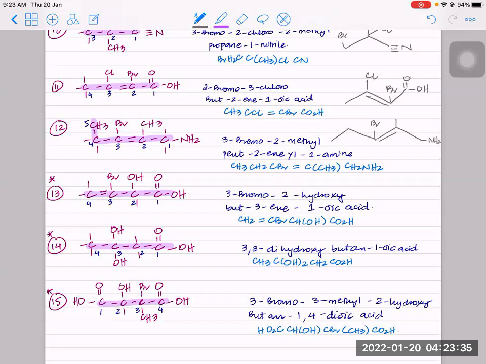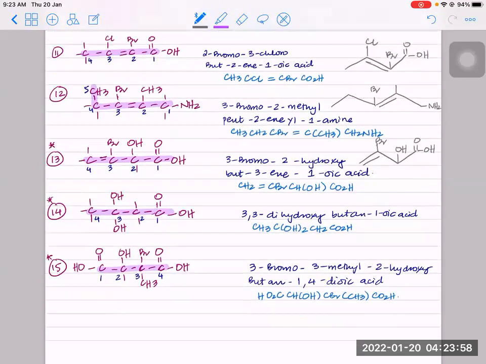Then we have number 13. Number 13 would be 4 carbons in the main chain. So you have 1, 2, 3, 4. Right here you have double bond OOH, acid. This is OH. This is Br. This would be a double bond right here. Again, 4 carbons in the main chain, 1, 2, 3, 4. Right here you have acid. You have OH and OH over here.